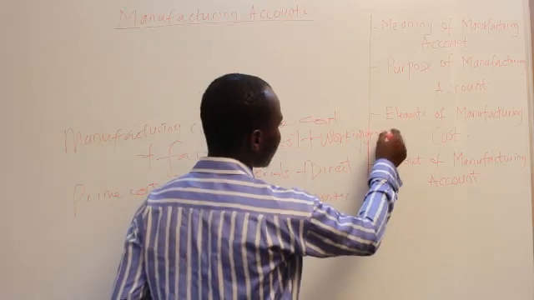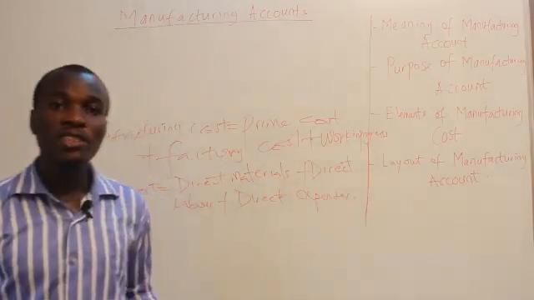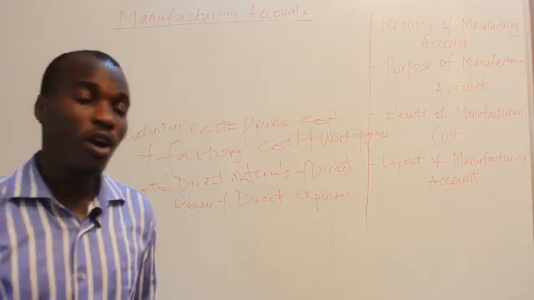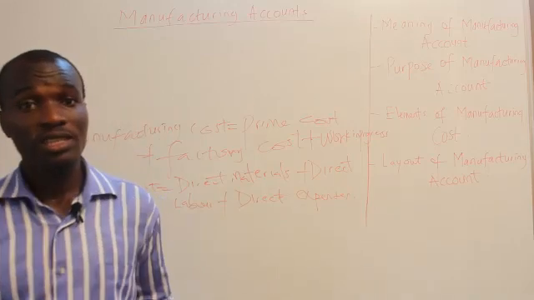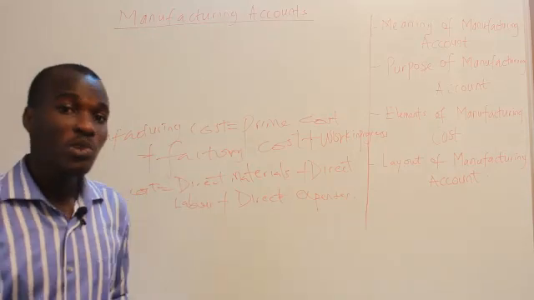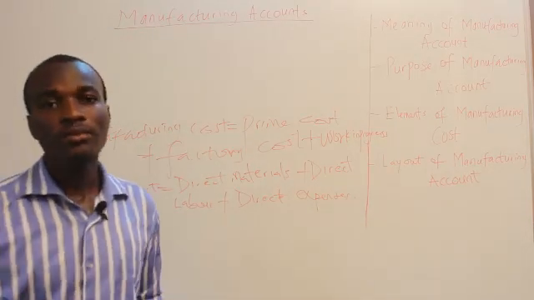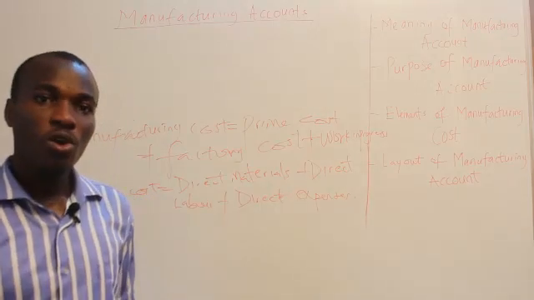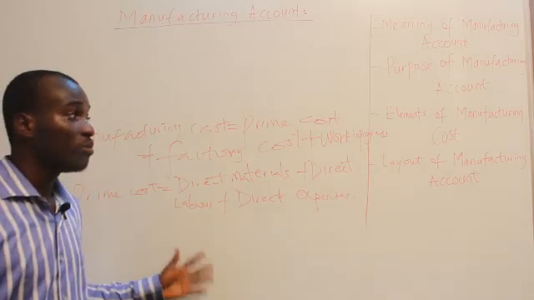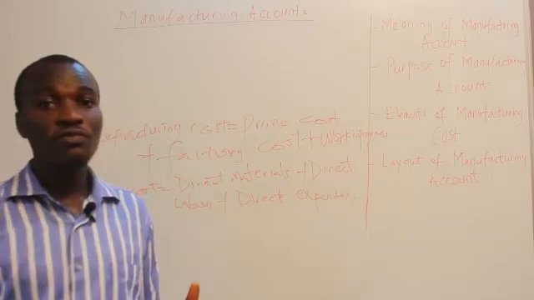The work in progress, so the work in progress refers to what? Partly finished goods. These goods are still in the process of production, that is, they are semi-finished goods. So they are in between the raw materials and finished goods. They are not through with the process of production. That is what I call the work in progress. They are partly finished goods.